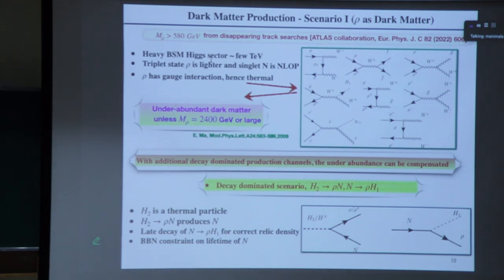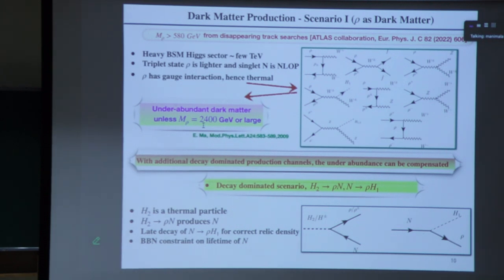Now I consider the different scenarios. The first scenario is where the dark matter is a rho candidate, and we consider a mass range of more than 580 GeV or 600 GeV onwards. That implies that to satisfy the proper relic abundance we need an additional contribution, because we know that for a triplet field this kind of diagram becomes very important, and unless M rho is around 2.4 TeV, one will have underabundant dark matter.